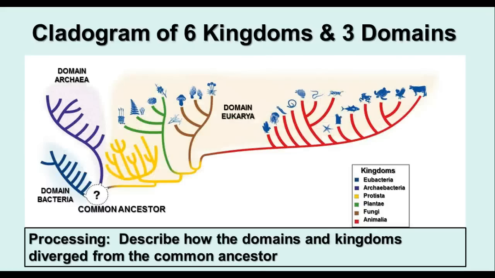This cladogram represents the 6 kingdoms and the 3 domains of life. We have somewhere in the past a common ancestor, domain Bacteria, which has all the Eubacteria in it, and Archaea here. Notice it's branched off closer to the eukaryotes because it has characteristics in common with eukaryotes. Then we have the Protista over here, single-celled organisms. We have the plants and the fungi, and over here the animals, and it shows all of the different phyla of those groups within those kingdoms.